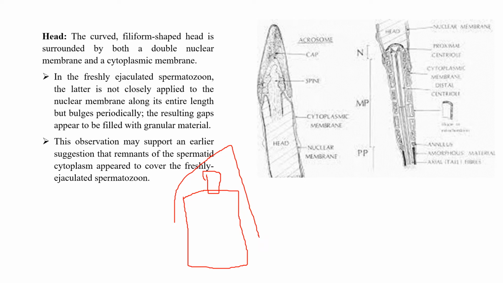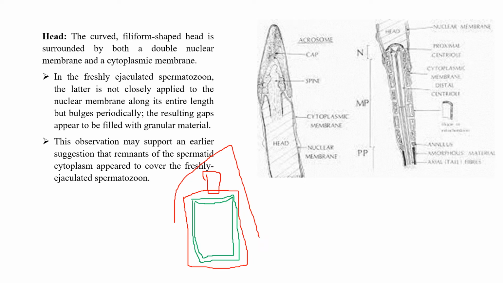Externally, it will have a cytoplasmic membrane, and internally, it is composed of a double nuclear membrane. So, the nuclear membrane will be two in number, double nuclear membrane. So, this is how the structure will be. There will be no such big gaps, but anyhow, there will be a little gap. Okay.